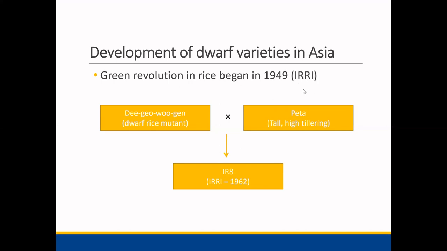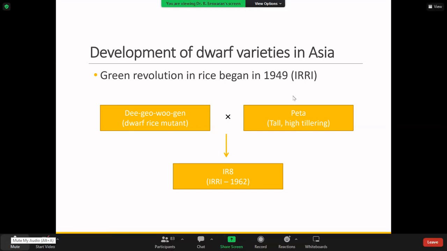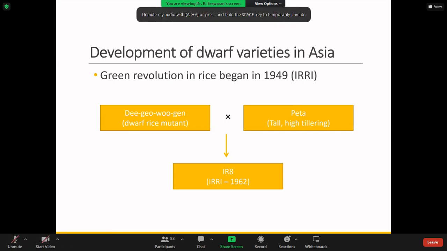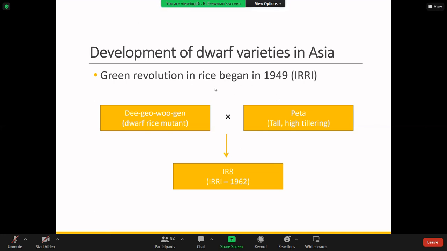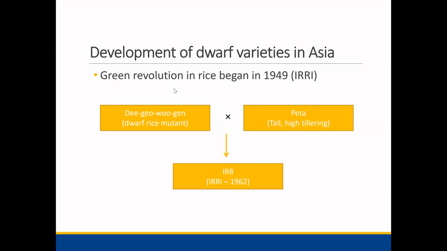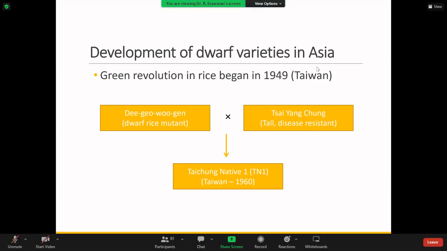Can anyone tell me where the International Rice Research Institute is located? Philippines. No, I am talking about Asia, right? Philippines. Yeah, Philippines, right? So the International Rice Research Institute is located in the capital city of the Philippines, that's Manila, right? So in two places in Asia, this green revolution started, especially on rice.